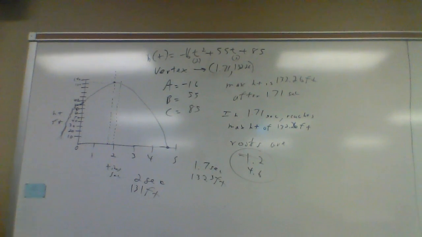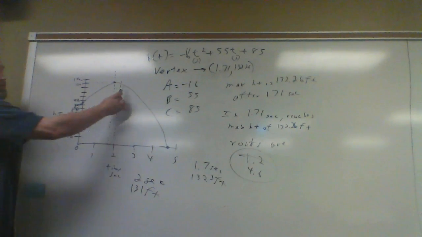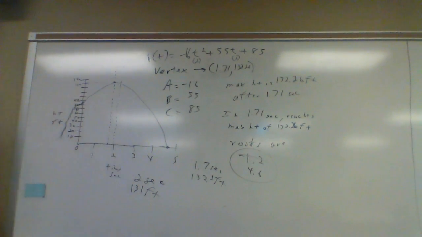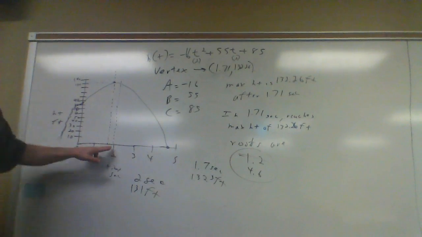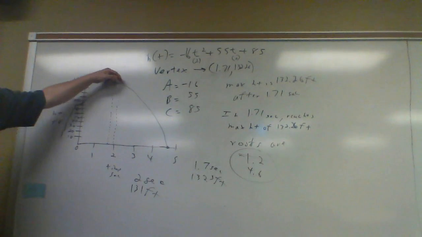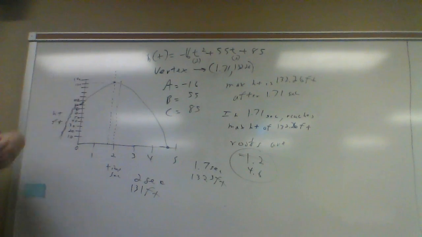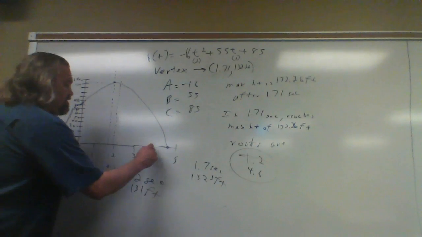Yes, because its maximum height is 132. And 2 seconds is after it hits its maximum height. So it makes sense that since 2 is a little bit after 1.7, this should be on the way back down to Earth, but not that far. So therefore, it's going to be pretty close to that. What if I said, where's it going to be at 4 seconds?